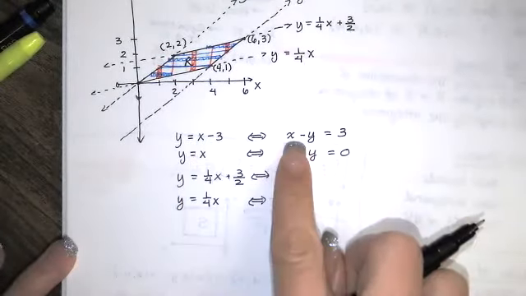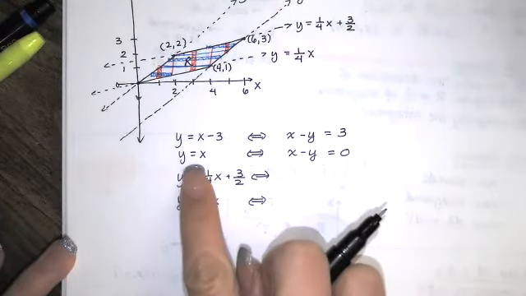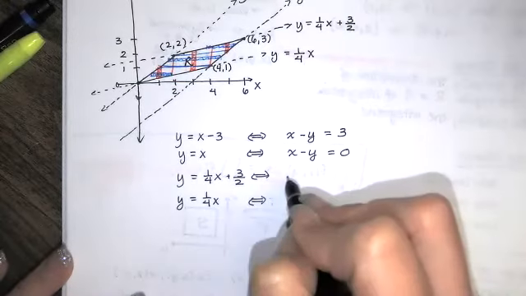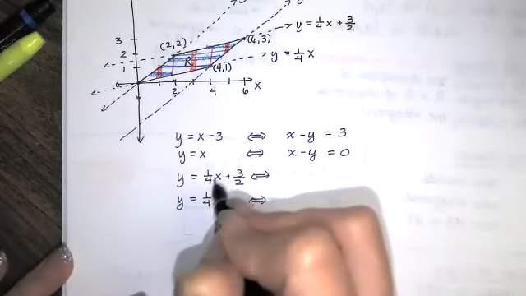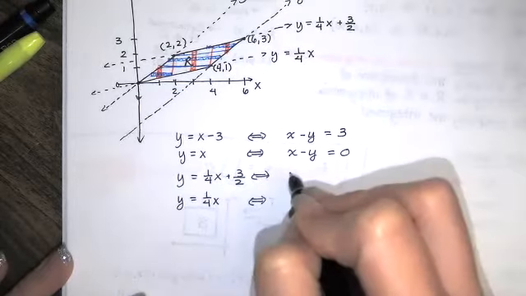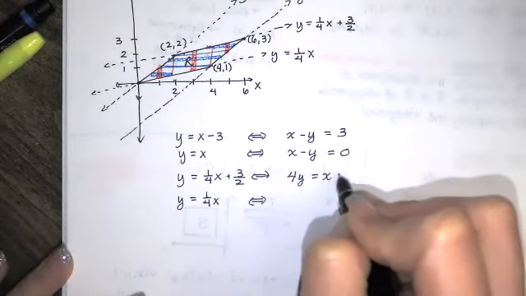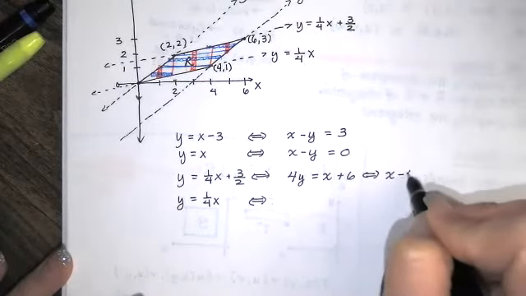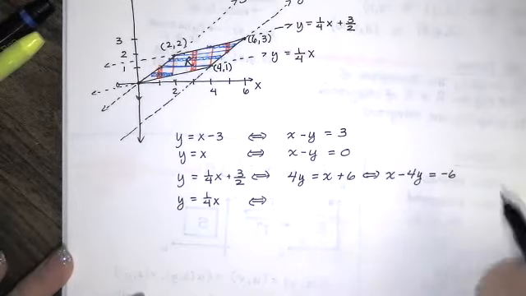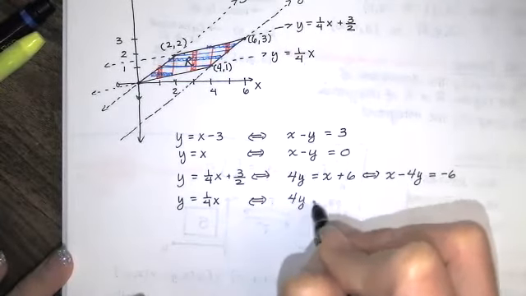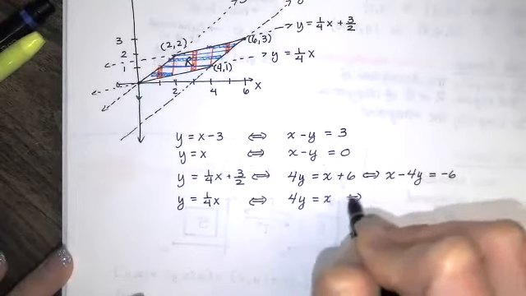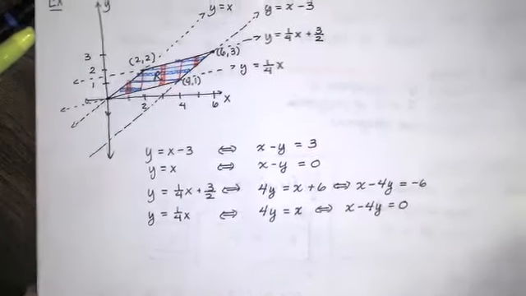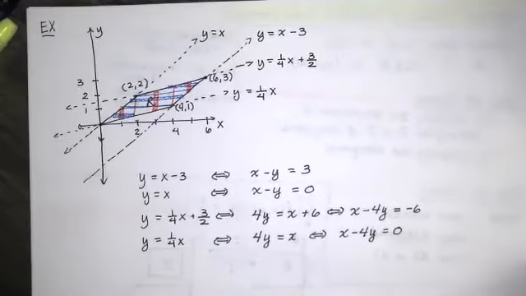So this becomes x minus y equals 3. This becomes x minus y equals 0. If I multiply this by 4, I get 4y equals x plus 6. And that I can transform further to x minus 4y equals negative 6. If I multiply this by 4, get that. And then I have x minus 4y equals 0. Okay, now that suggests the transformation.